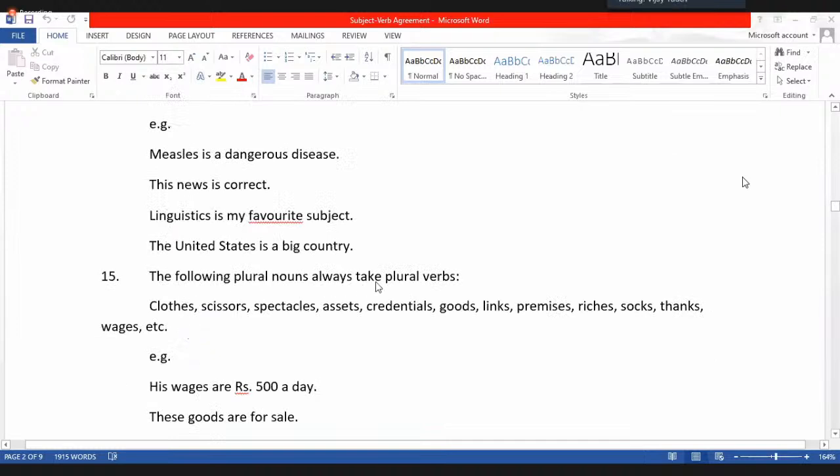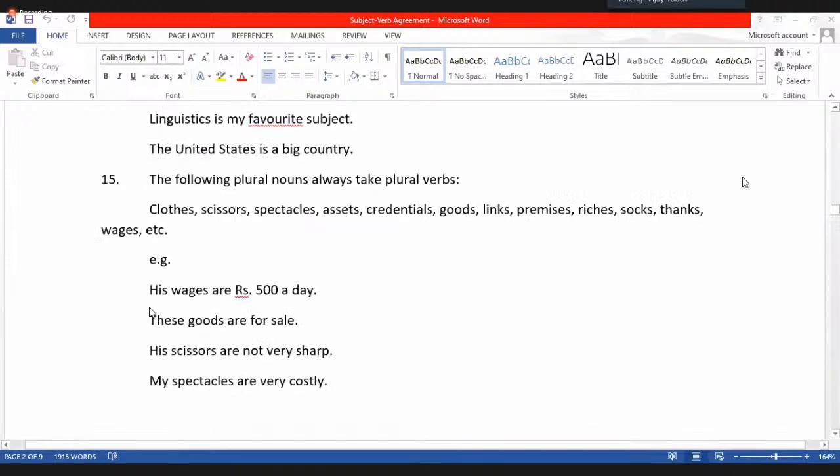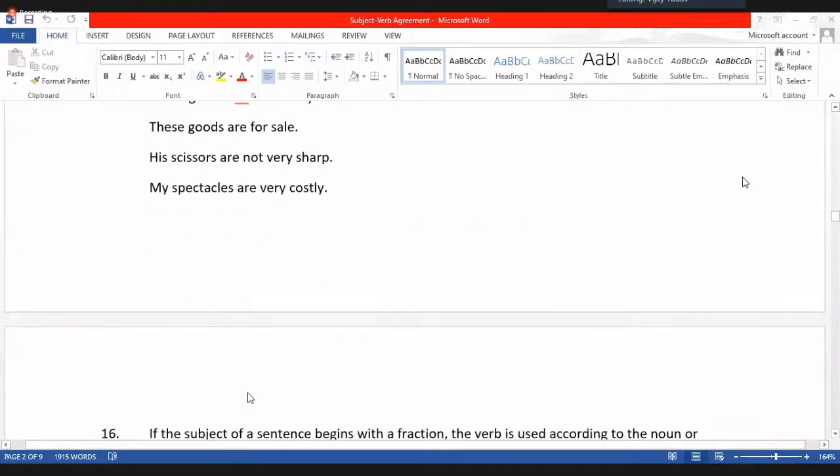See, the following plural nouns always take a plural verb. Clothes, scissors, spectacles, assets, that is property, credentials, certificates, goods, links, premises, riches, socks, thanks, wages, etc. All these take a plural verb. So here you have: his wages are Rs 500 a day. These goods are, his scissors are, my spectacles are, isn't it?